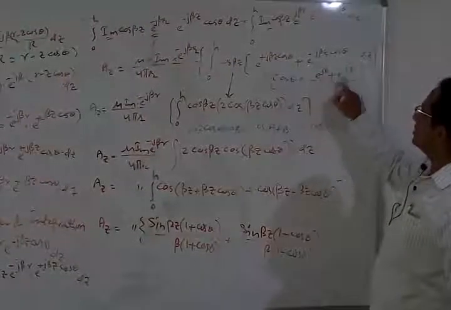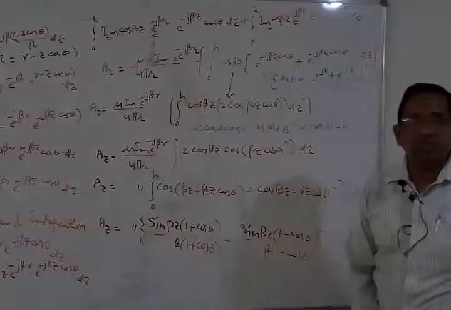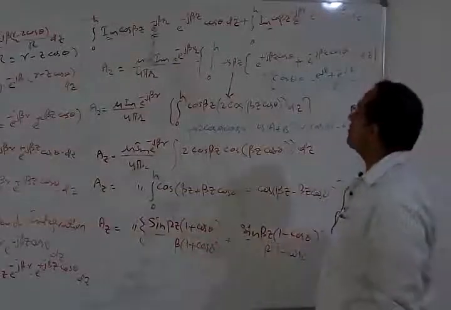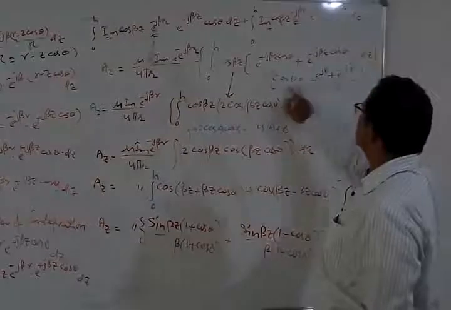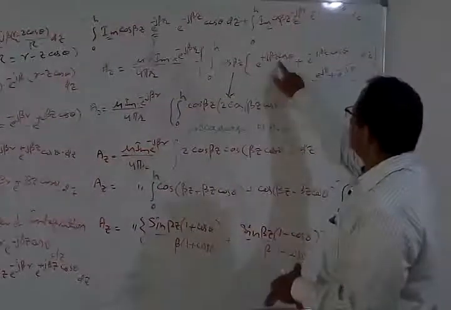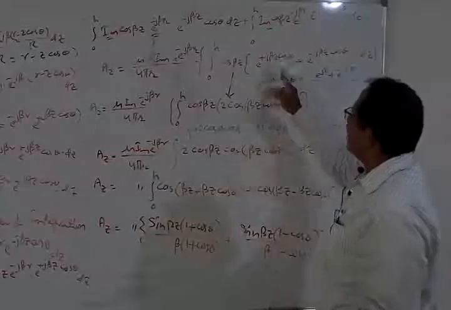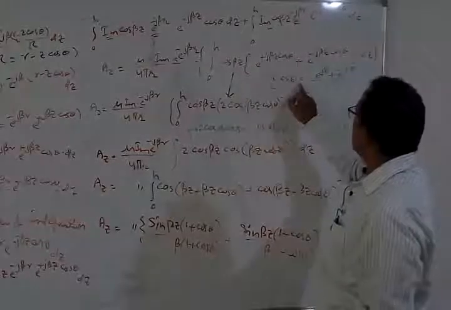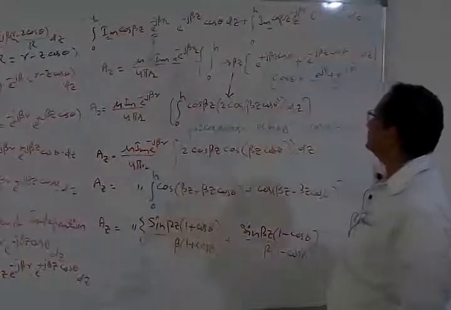e power j theta plus e power minus j theta by 2. That is the trigonometric relationship we have. So based on this, I can write cos theta is equal to e power j theta plus e power minus j theta by 2. So this equation is in that form. Therefore, I will write this equation in the 2 cos theta form.